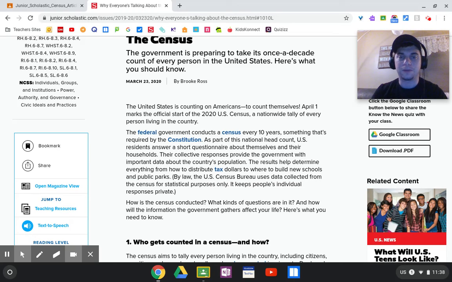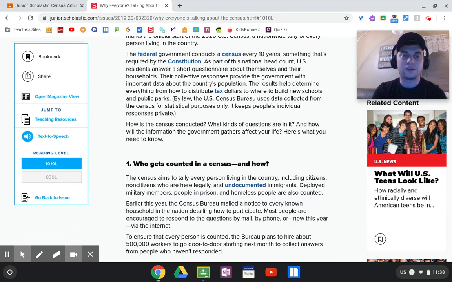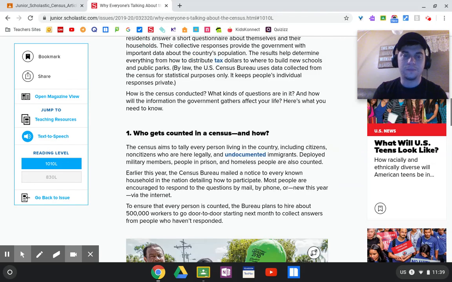The results help determine everything from how to distribute tax dollars to where to build new schools and public parks. By law, the United States Census Bureau uses data collected from the census for statistical purposes only. It keeps people's individual responses private. So, how is the census conducted? What kinds of questions are in it? And how will the information the government gathers affect your life? Here's what you need to know.